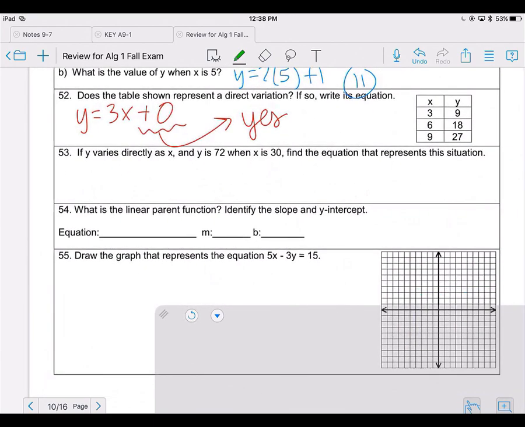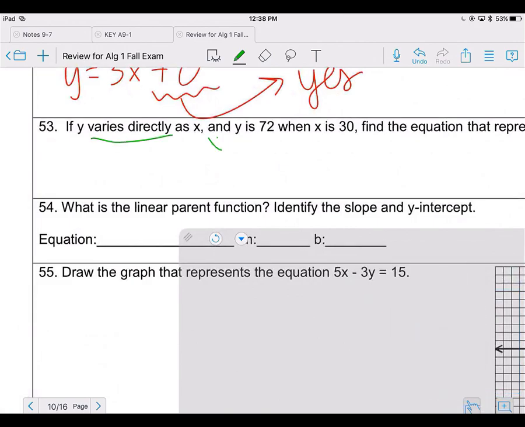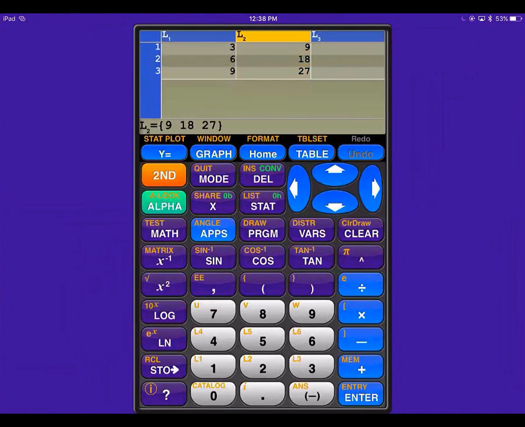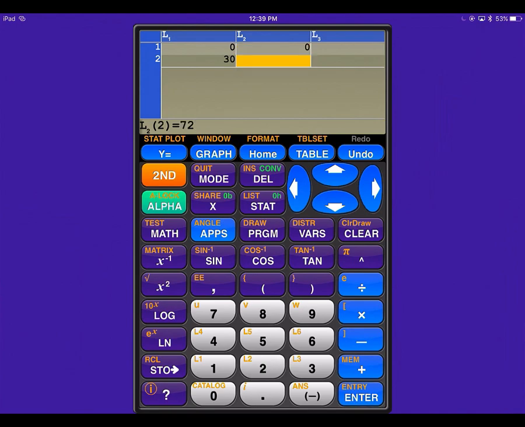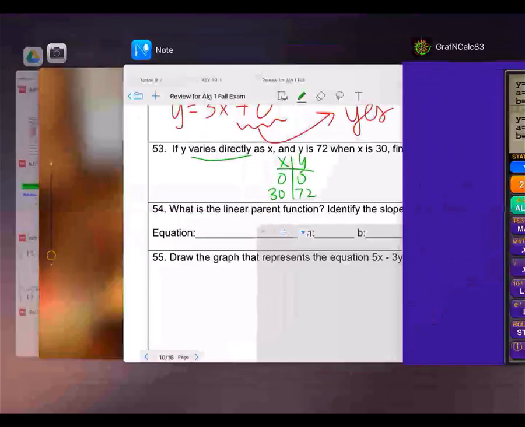53 tells us if y varies directly as x and y is 72 and x is 30, find the equation that represents this situation. So because I know it's a direct variation, I know it has to include the point 0, 0, and then y is 72 when x is 30. I now have a table that I can put into stat edit. So 0 and 30, 0 and 72. Stat, calc, 4, enter, enter, enter. And we get 2.4x.